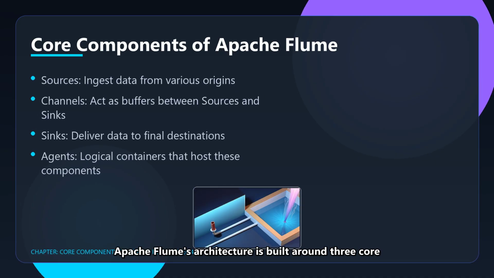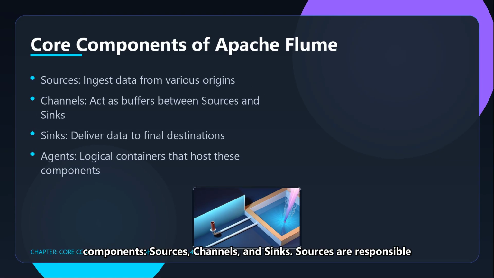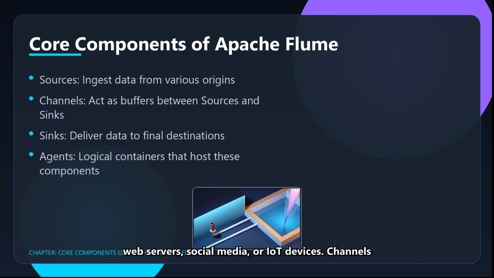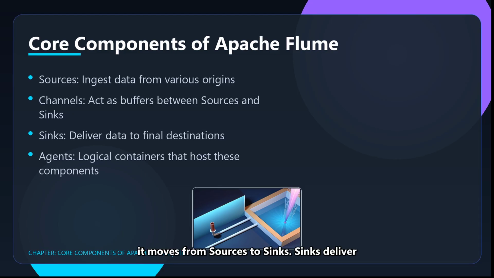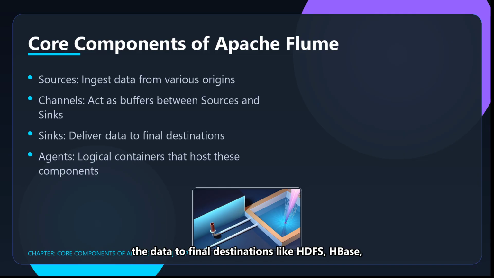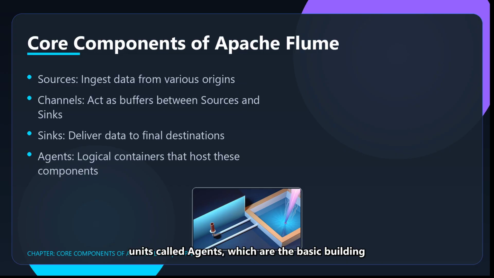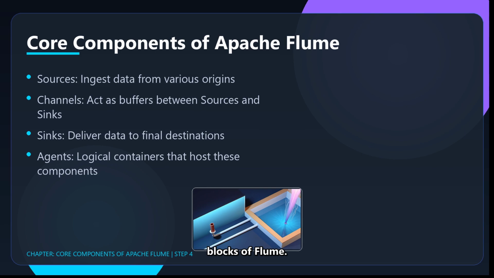Apache Flume's architecture is built around three core components: sources, channels, and sinks. Sources are responsible for ingesting data from various origins, such as web servers, social media, or IoT devices. Channels act as buffers, temporarily storing the data as it moves from sources to sinks. Sinks deliver the data to final destinations like HDFS, HBase, or Kafka. These components are organized into logical units called agents, which are the basic building blocks of Flume.